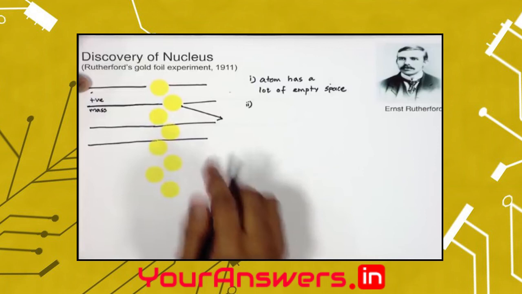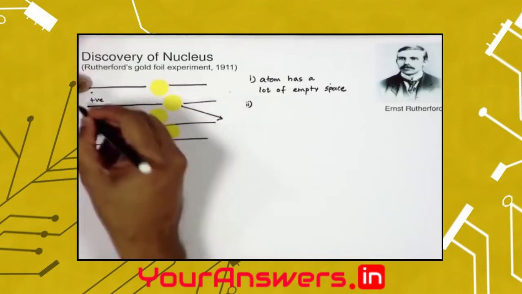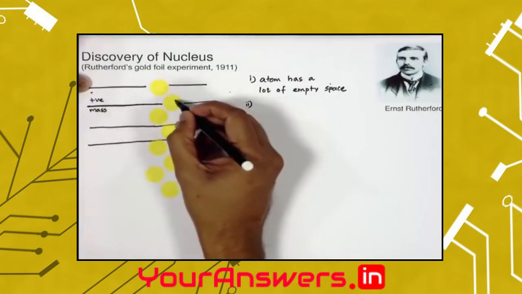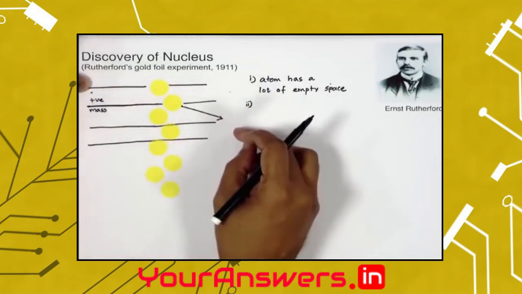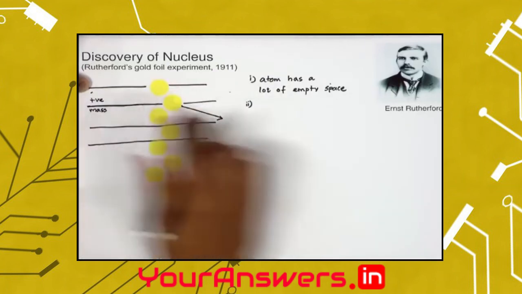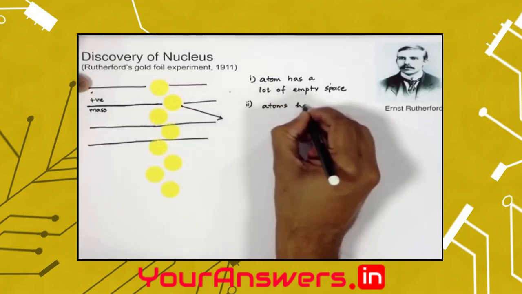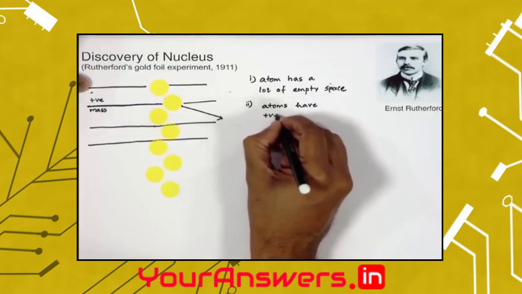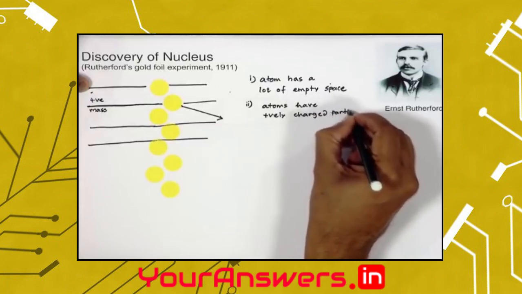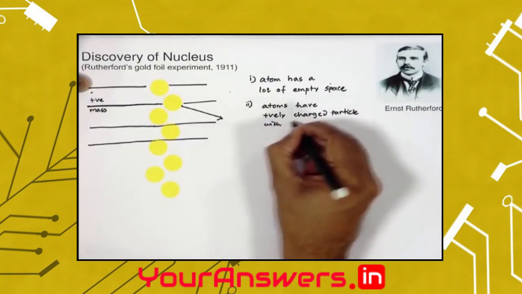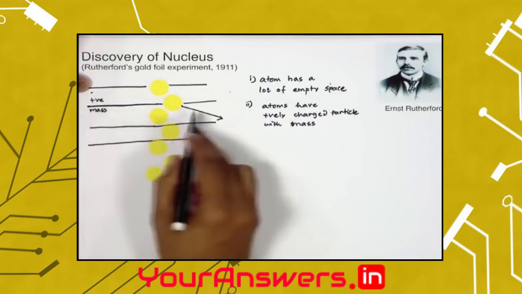It might have happened that there are some positive charges in this atom, which are repelling the alpha particles that are coming, and these positively charged particles have certain mass, because of which there is a collision and then a deflection. So, from this it turned out that the atoms have some positively charged particle with some mass. That is why you see some deflection.